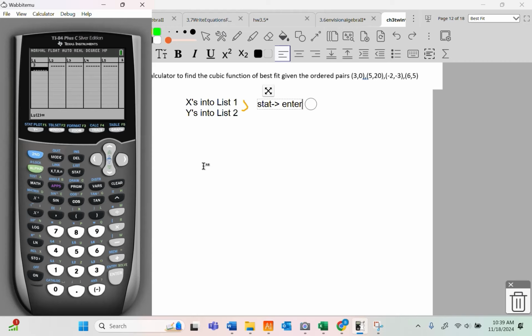And my x's, because these are x and y, are 3, 5, -2, and 6. And the y values are 0, 20, -3, and 5. All right, stat, calc, cubic regression, calculate. Ta-da!